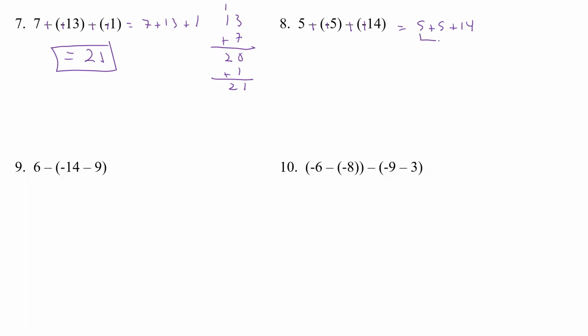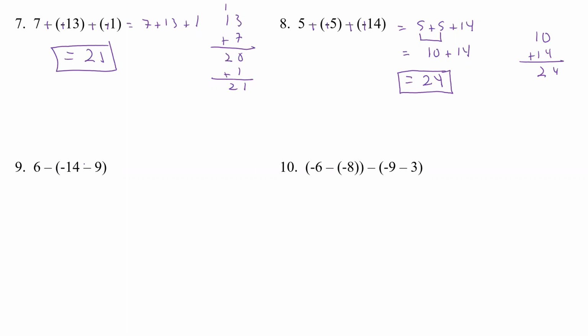Well, if we take and we group those two together, we get 10. And we still have plus 14 because they're all like signs. So now 10 plus 14, well, that's going to give us 24. And again, if you must, you can add just like this. 4 and 0 is 4, 1 and 1 is 2, and we get our 24.